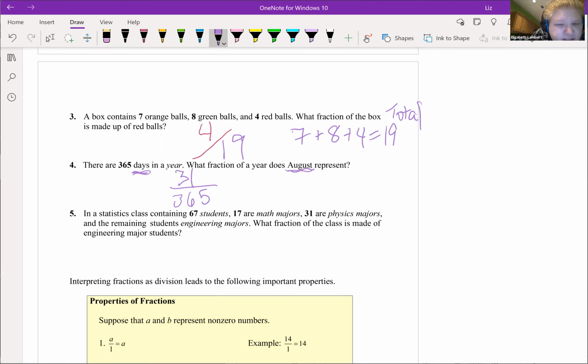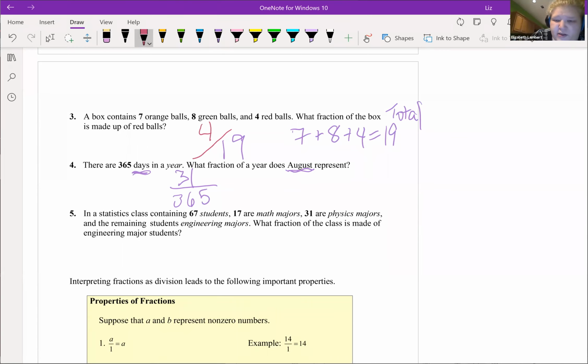All right, our last one here. In a statistics class containing 67 students, that's pretty big, 17 are math majors, that's really small, 31 are physics majors, and the remaining students are engineering majors. What fraction of the class is made of engineering major students? So 17 are math, 31 are physics, and the remaining students, so the rest, the leftover of the whole, are engineering students. To figure out the number of engineering students, I'm going to take my total and subtract off the other stuff.